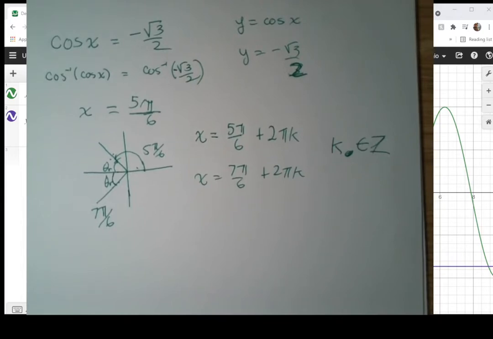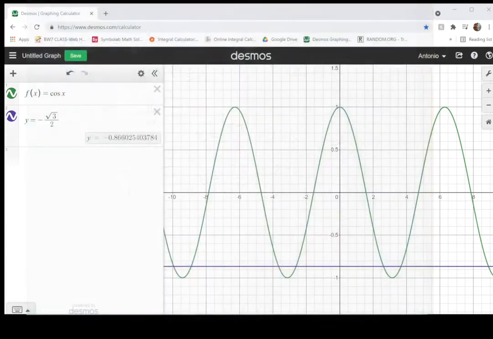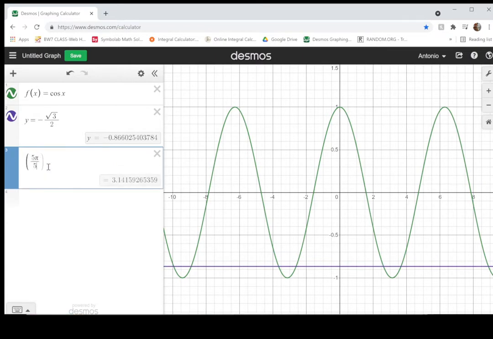So let me switch over to the graph here. I'm going to plot these ordered pairs, where my x-coordinate is 5 pi over 6 plus 2 pi k. Let me go ahead and add a slider to that. And I can type in an ordered pair here, so the y-coordinate would just be the function evaluated at 5 pi over 6 plus 2 pi k.